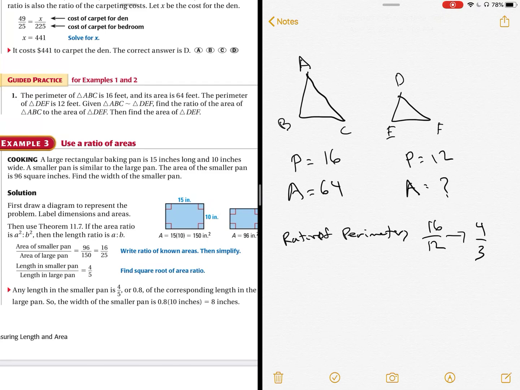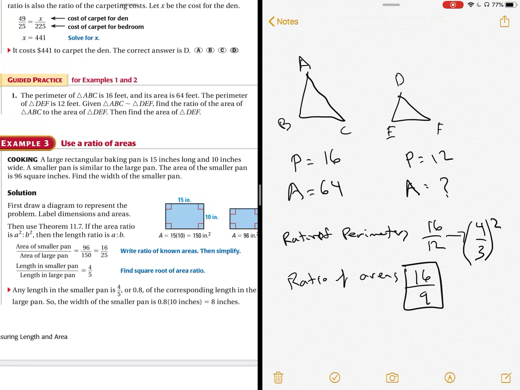All right, so the first question is find the ratio of the areas. We know that if we take the ratio for the perimeters and we square it, that would be the ratio of the areas, right? So 4 squared is 16, and then on the bottom 3 squared would be 9. So the ratio of areas is 16 to 9.